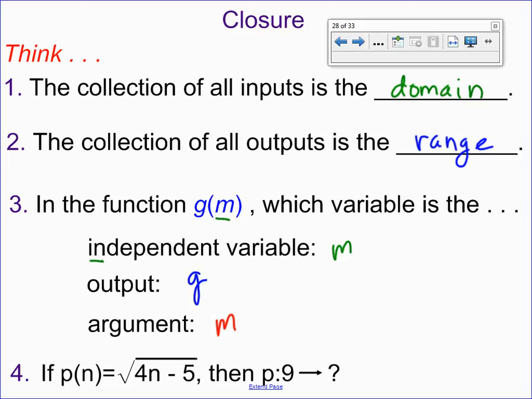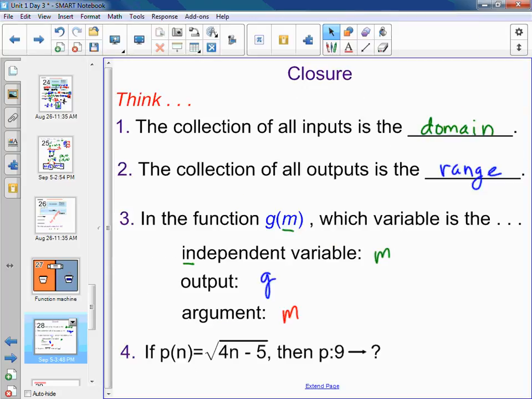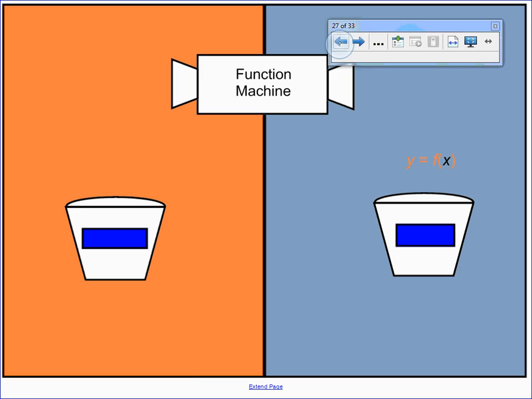And lastly, the function evaluation. Casey? I was just curious why the independent variable was n. I just didn't really get that. No problem. So in my independent variable, let's do this.